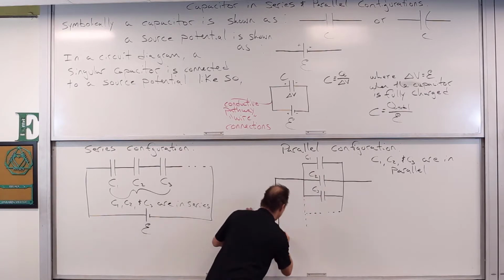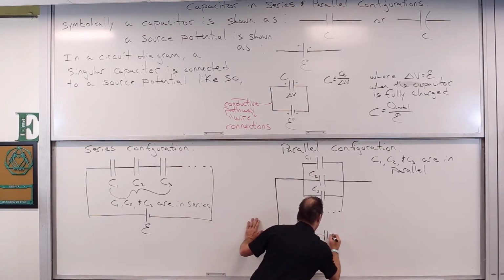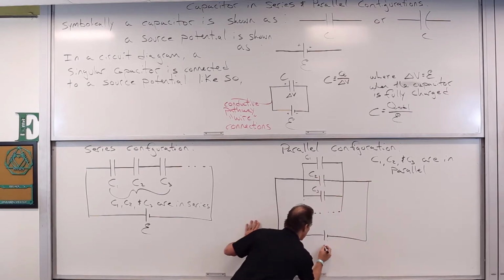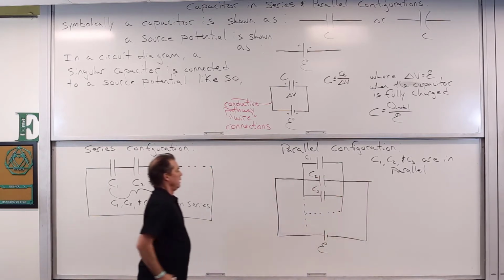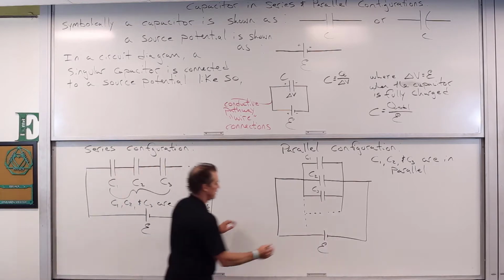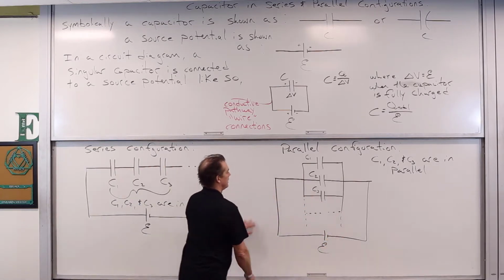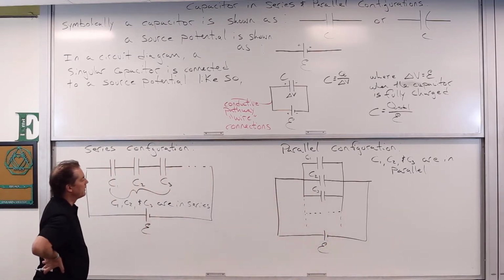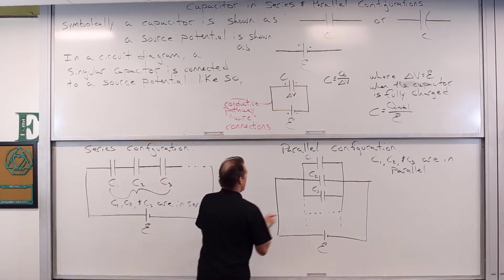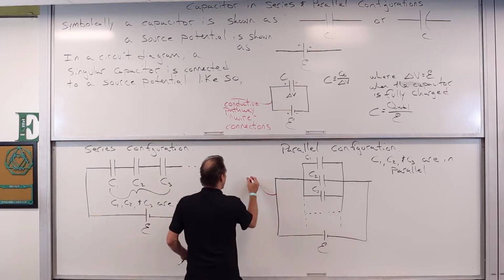We can go ahead and say that these are connected back to a source potential. And there we go. So what? Well, we've got different things going on. For here we have the main branch.